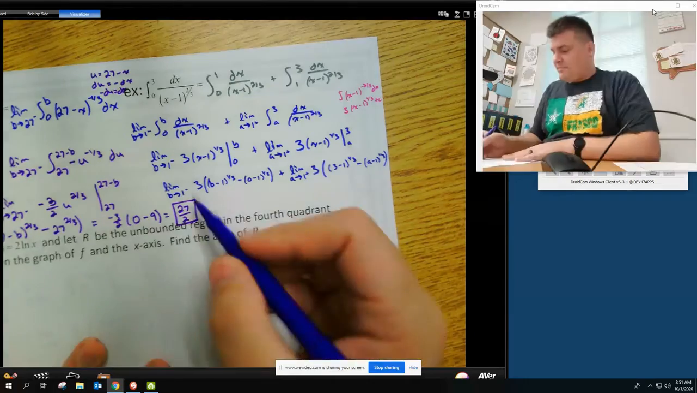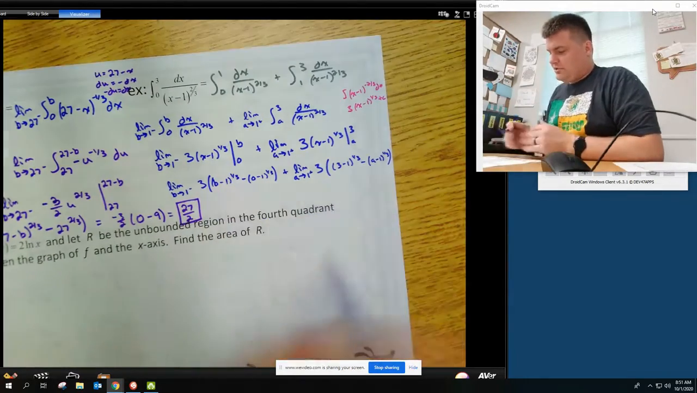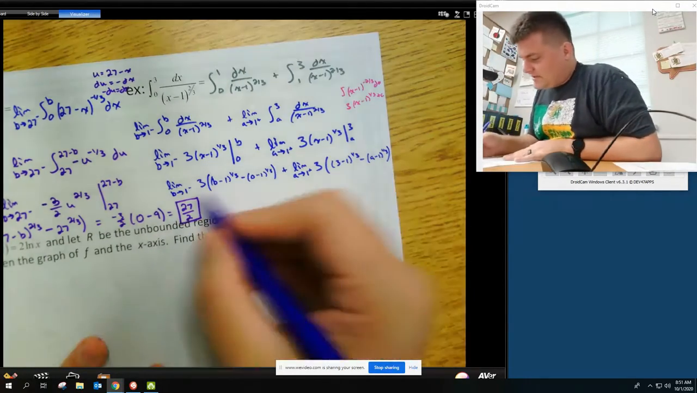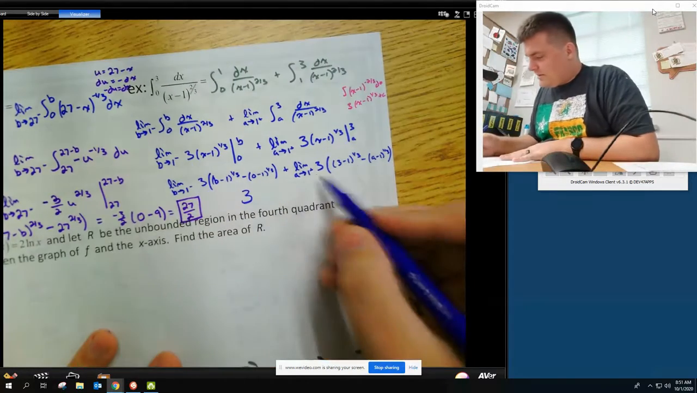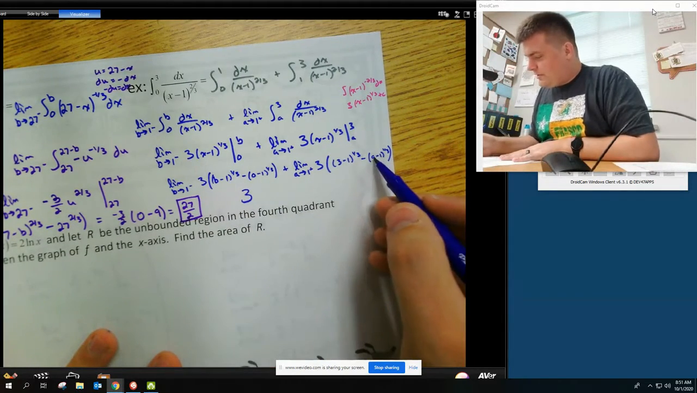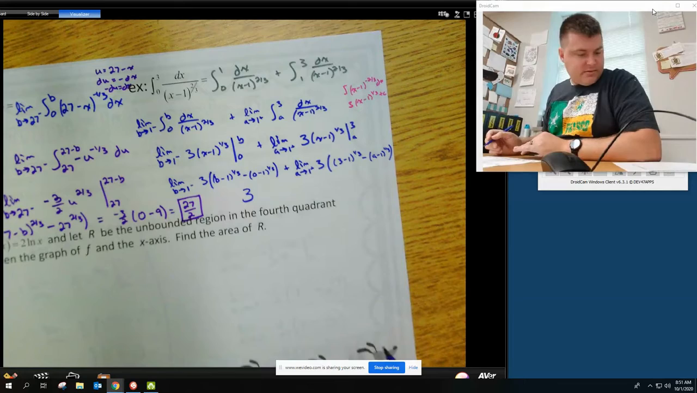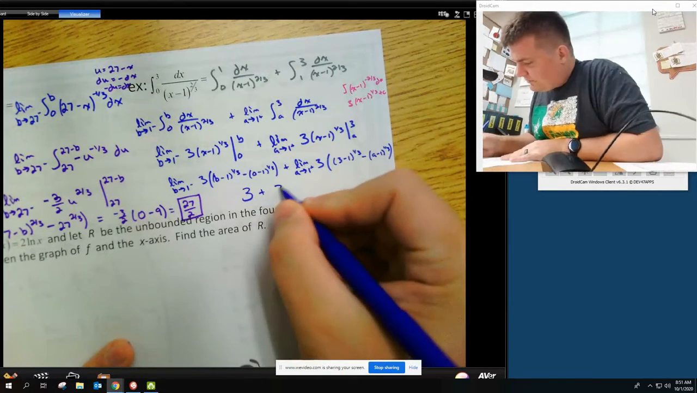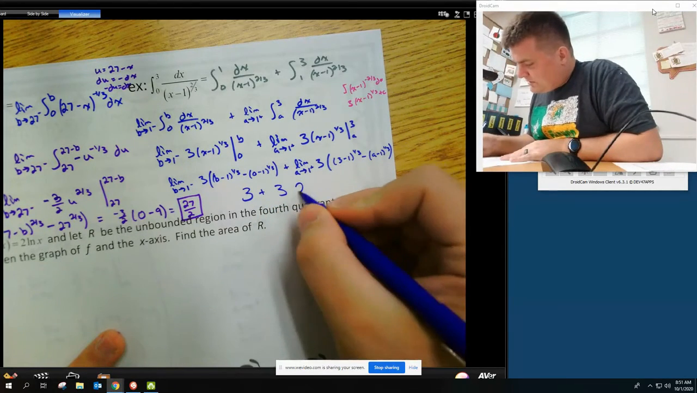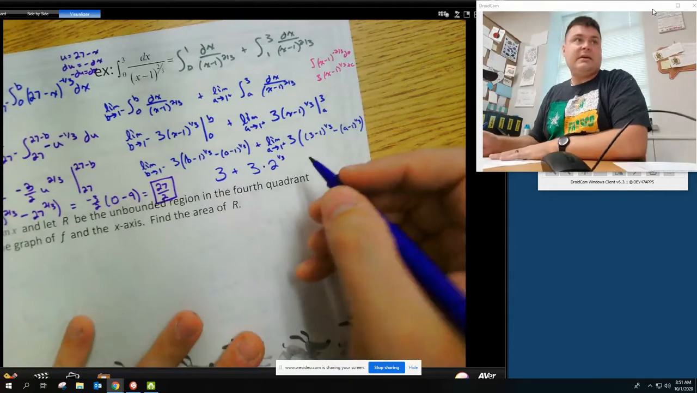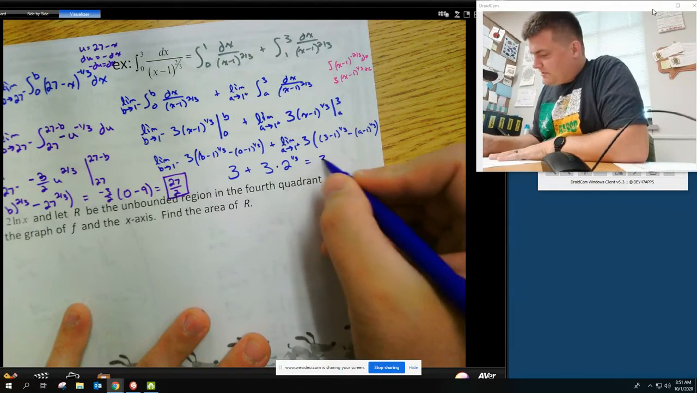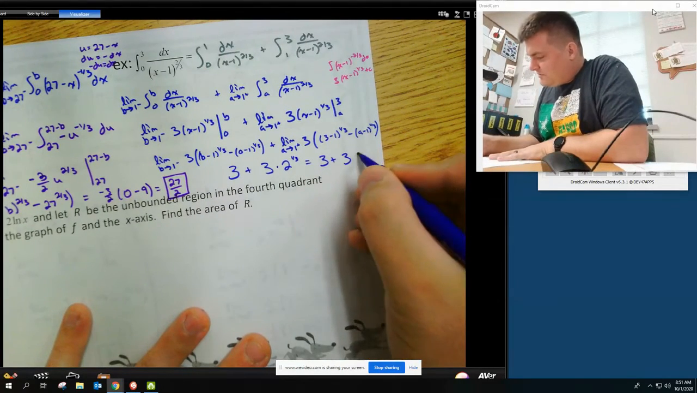All right, I'm allowed to plug in a 1 straight up, so I'm good to go. So I'm going to be left with, on this side, just a big old 3. I'm allowed to plug in a 1 over here as well, and this is going to leave me with a plus 3 times 2 to the 1/3. And that's my answer. Okay, it would probably be written a little bit nicer like this: 3 plus 3 times the cube root of 2.